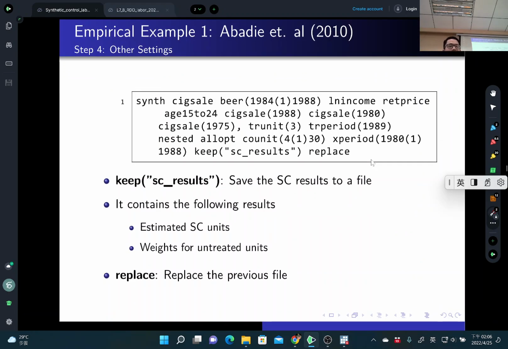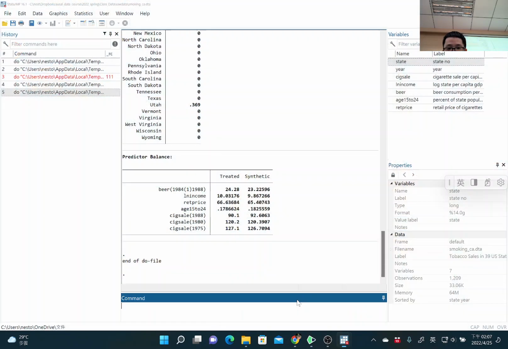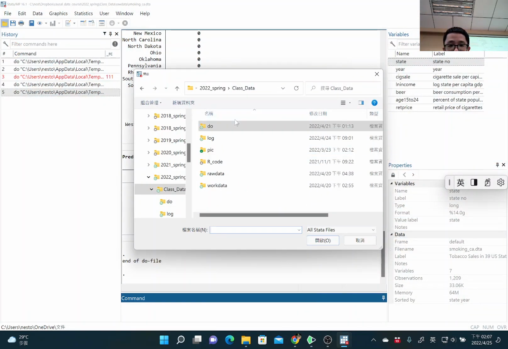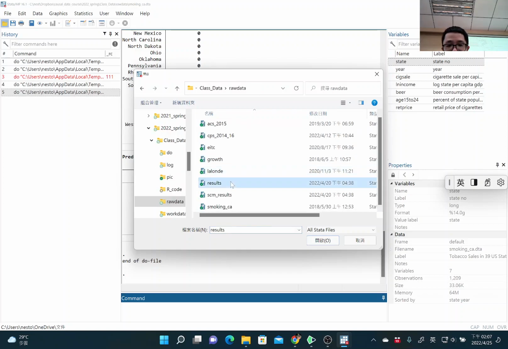And finally, for this command, you can save the results you generate by using this keep option. You will save the results to this file called SC result. You can name it whatever you want. That will save the estimate of your synthetic control unit and also the weights for the non-treated units. When you do that, you will get a new file that I have already generated.